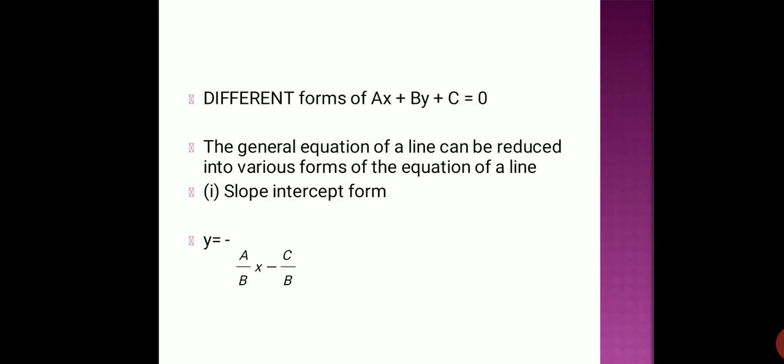Now as we already know, ax + by + c = 0 is a linear equation in two variables, and this represents a line. We have already seen the graph of ax + by + c = 0 in class 10. Now we can reduce this general equation into various forms. The first form is the slope intercept form: y = -(a/b)x - c/b. Here -a/b is the slope of the line and -c/b is the intercept of the line.